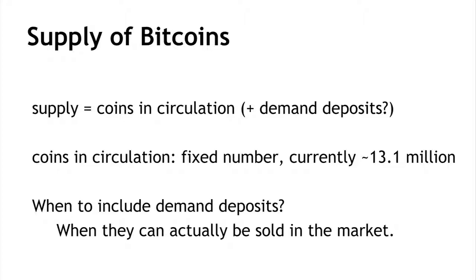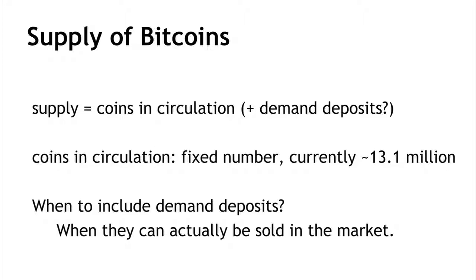Currently, of course, there's a fixed number of Bitcoins in circulation. At the time of this filming, it's about 13.1 million. And the rules of Bitcoin as they currently stand say that this number will slowly go up and hit a limit of 21 million eventually.